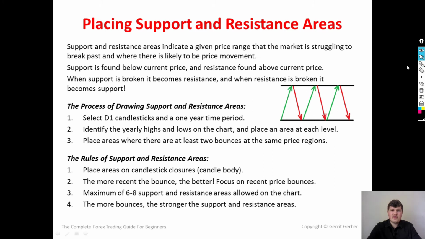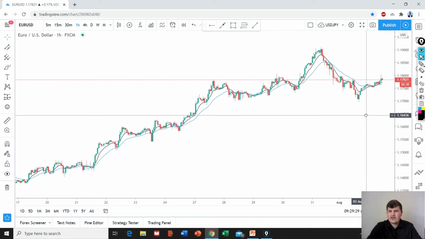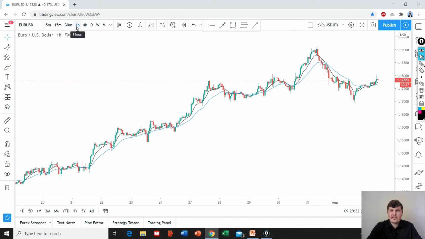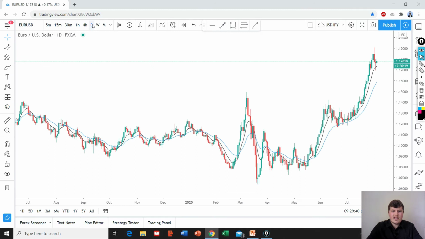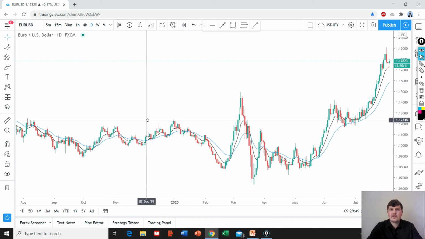Now I'm going to jump into some live market examples, and I'm going to show you guys exactly how to go about drawing your support and resistance areas. Here we have the Euro USD chart on TradingView, and as you can see, we are on a 1 hour time frame, and like I said, in the process you need to select a 1 day candlestick, and together with a 1 year time period at the bottom over here, and that is how you start your process to draw your support and resistance areas.